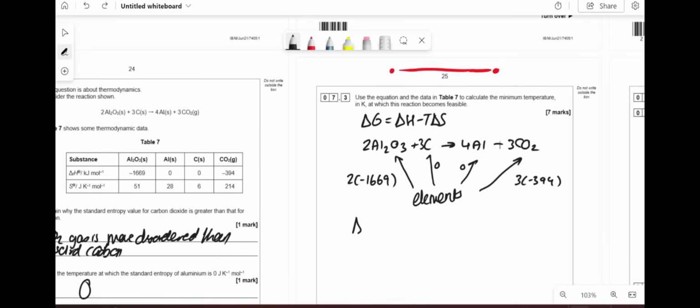So delta H of this whole reaction equals this cycle going around this way. So we're going against this arrow, we're going against this arrow, we're following this arrow, and we're following this arrow. So when you're going against an arrow, you need to flip the sign. So we're going against that arrow, so it's going to be 2 and then 1669 instead of minus. The 0 doesn't matter, plus 3 lots of minus 394. So that means delta H equals plus 2156 kilojoules per mole. So you've got delta H.